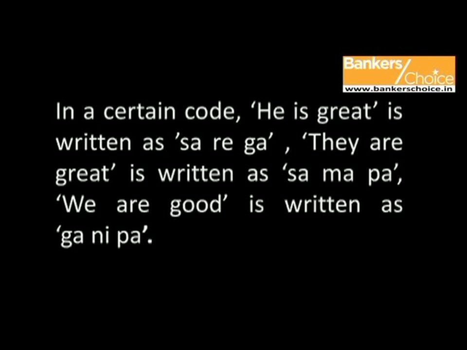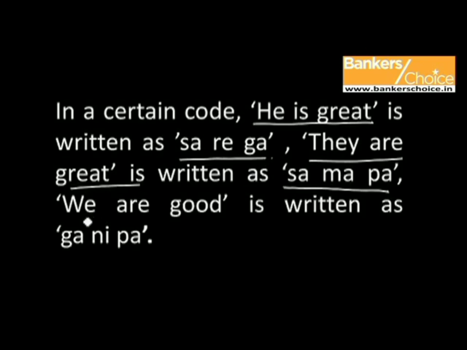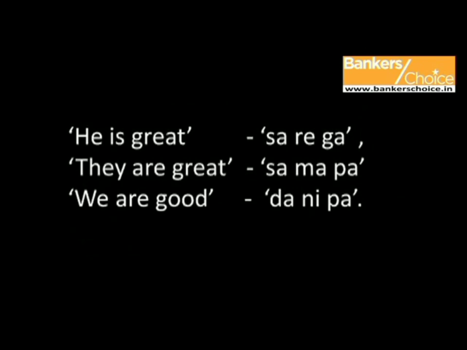In a certain code, he is great is written as sa re ga. They are great is written as sa ma pa. We are good is written as ga ni pa. Now you need to understand the logic behind the coding.